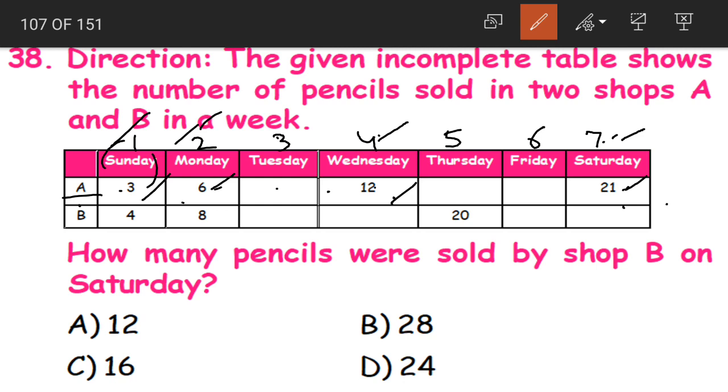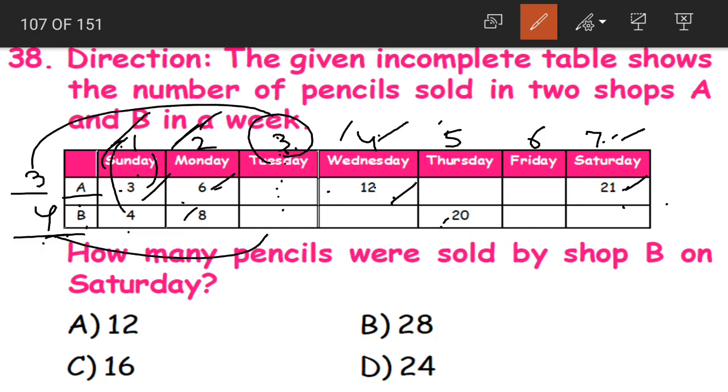In the same way, all the numbers for the shop B are multiples of 4. 4 ones are 4, 4 twos are 8, 4 fives are 20. Understood, children? The day represented in number multiplied by the number here. A means 3, B means 4. So 3 threes are 9 should be here for Tuesday, and for Tuesday shop B it should be 4 threes are 12.